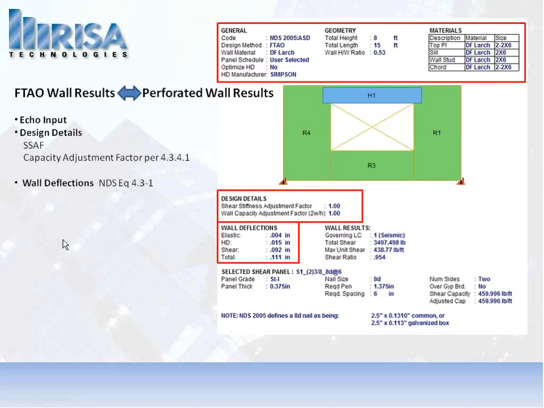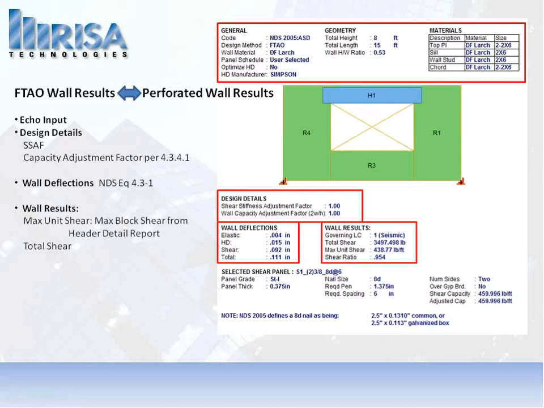Again, these are based on the NDS equation 4.3-1, with the total of the three-part equation. And then we get our wall results, okay? Now, what you'll note is that in this wall results, this total shear here is the total shear across, typically the bottom here is the maximum total shear. But the max unit shear, that 438.77, came right out of that header report, okay? Remember, we just saw that was the maximum unit shear. That was for region 6 that we saw over here on the right. So that's what's coming right into play for this.